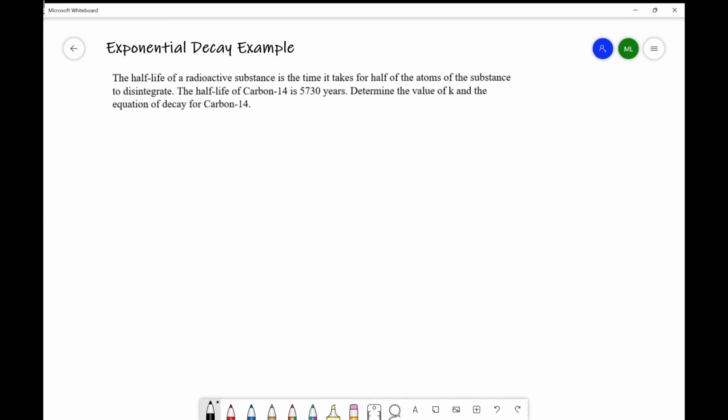Hi everyone, so let's do an exponential decay example today. It says the half-life of a radioactive substance is the time it takes for half of the atoms of the substance to disintegrate. The half-life of carbon-14 is 5,730 years. Determine the value of k in the equation of decay for carbon-14.